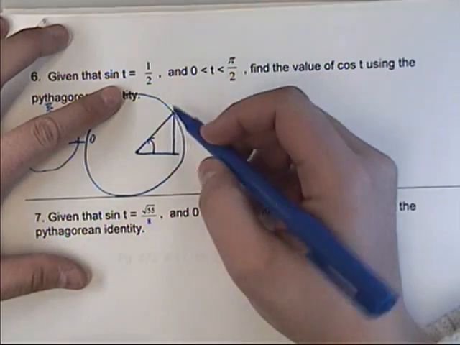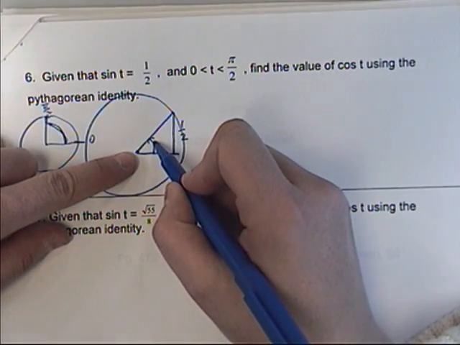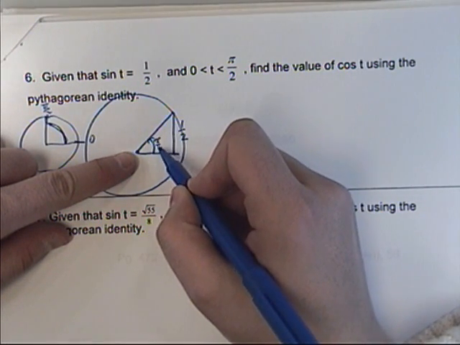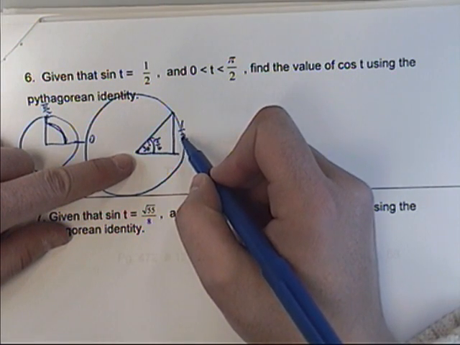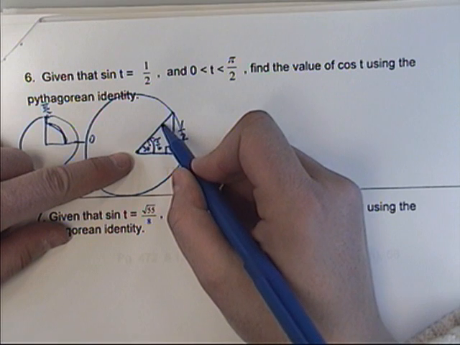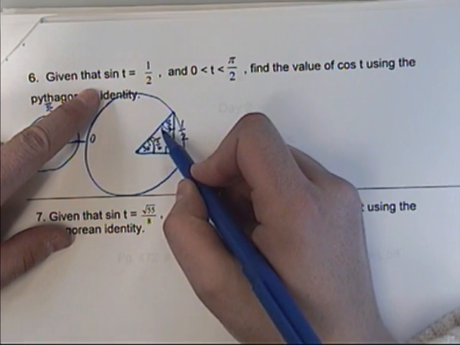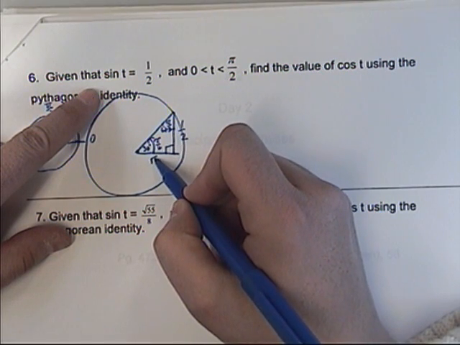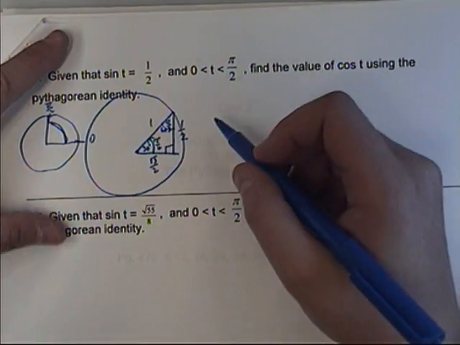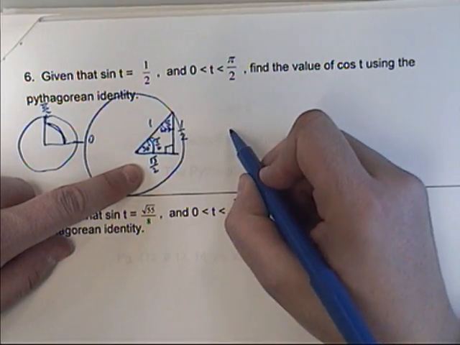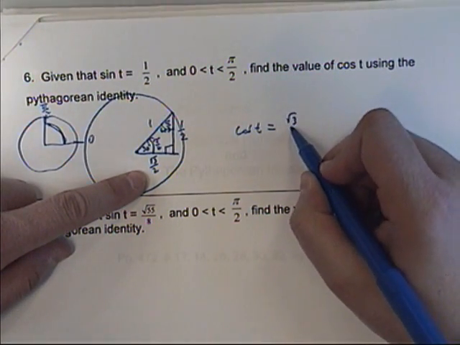Now our sine, which is our vertical side, is 1/2. And that tells me that this corner has to be pi over 6, otherwise known as 30 degrees, because that's what side is always opposite that. And this is a right triangle, so this one would have to be pi over 3, otherwise known as 60 degrees. So this side would have to be square root of 3 over 2, and the hypotenuse has to be 1. They want to know what cosine is. Cosine is just my horizontal side here. So the cosine of angle T is going to be the square root of 3 over 2.